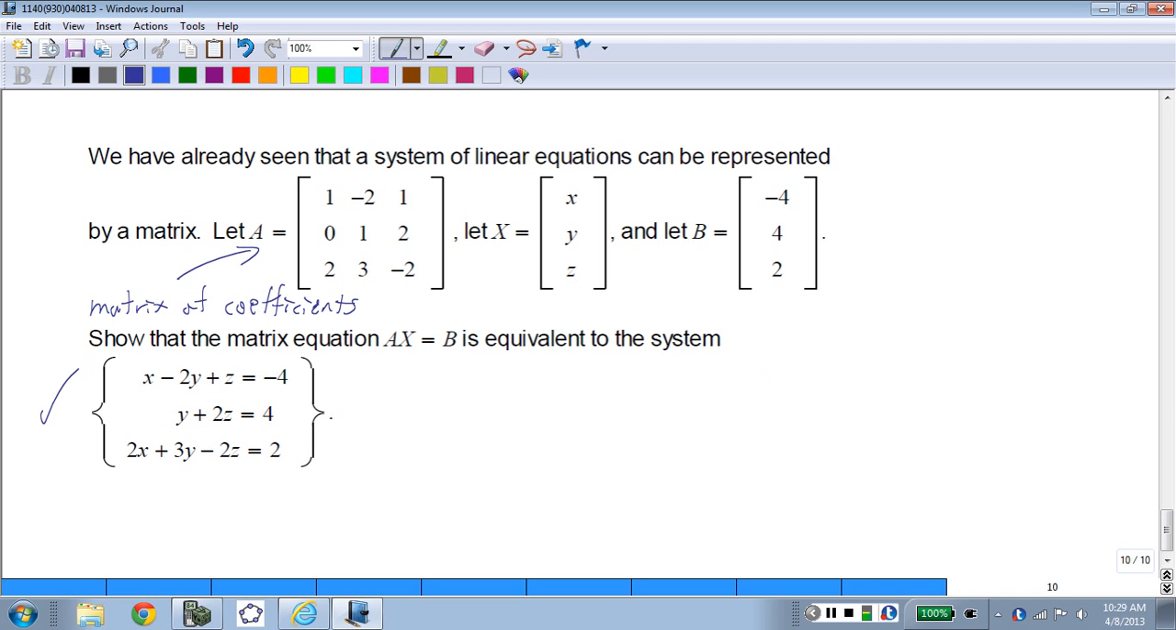That is, if I write the equation big A times big X equals big B, I'm saying exactly the same thing as I would say if I said x minus 2y plus z equals negative 4, y plus 2z equals 4, 2x plus 3y minus 2z equals 2. It just doesn't take as long to say it with the matrix equation. So here goes. AX equals B.